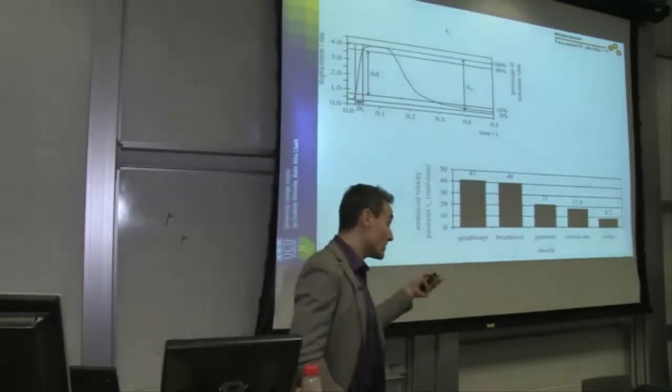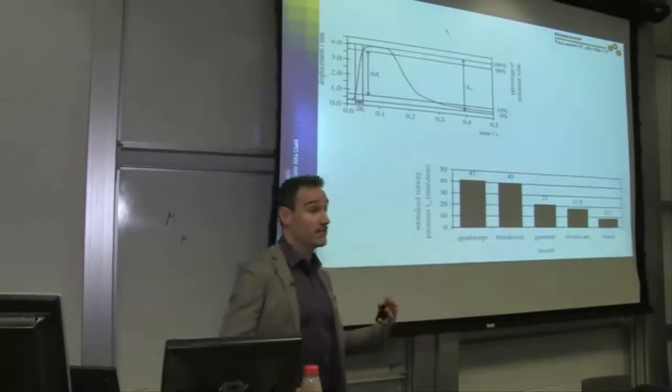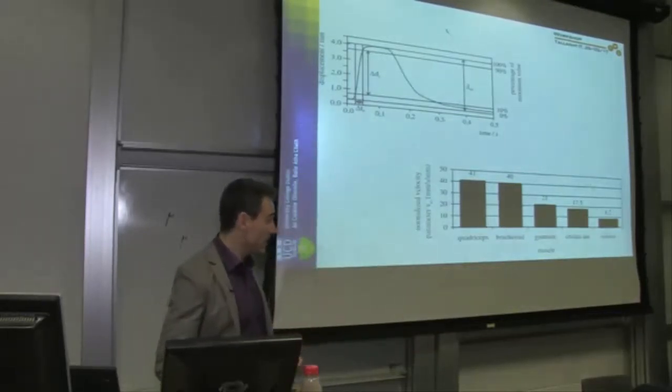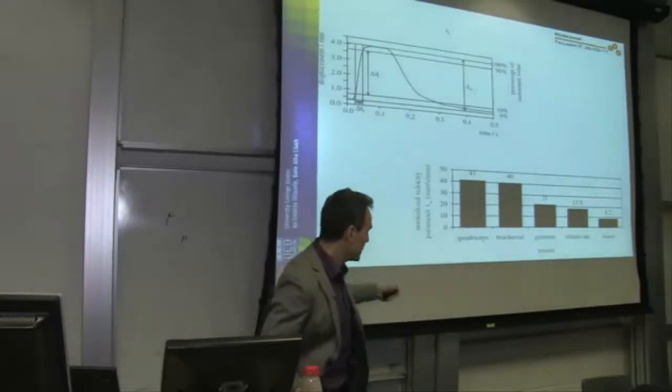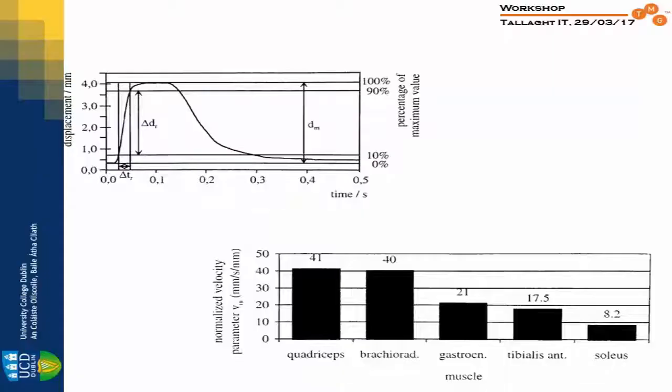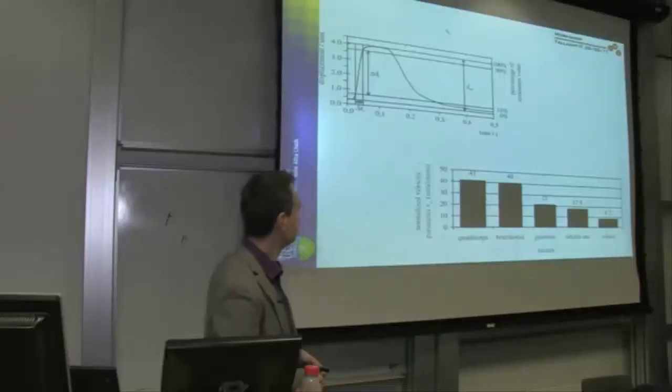So the assumption was that the soleus, as we know, has a prevalence of slow twitch fibers, whereas quadriceps and brachioradialis have a prevalence of fast twitch fibers. So what they did was looking at the velocity of contraction of those muscles, and they basically associated a higher velocity with those muscles, which we know from the literature have a prevalence of fast twitch fibers. And those muscles with the prevalence of slow twitch fibers had a lower contraction velocity.